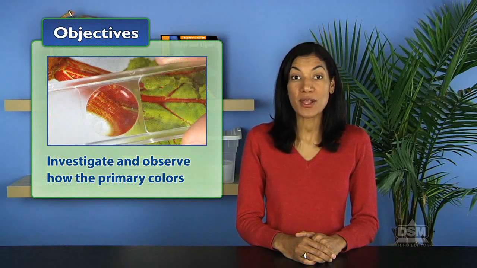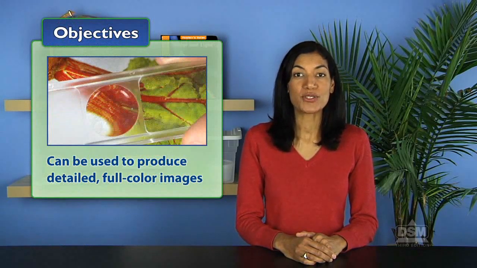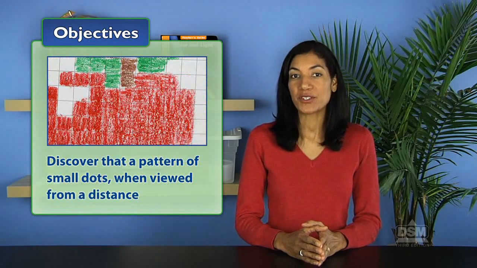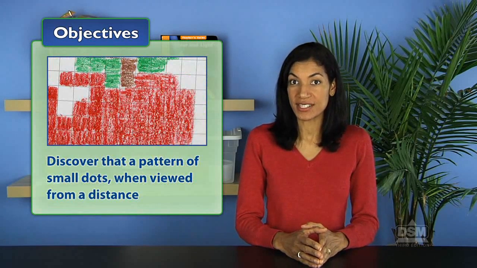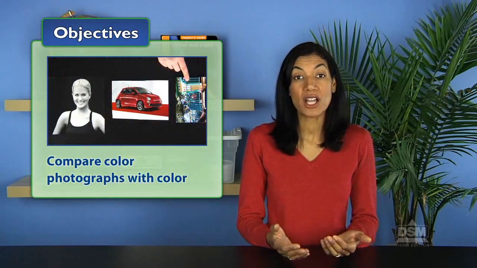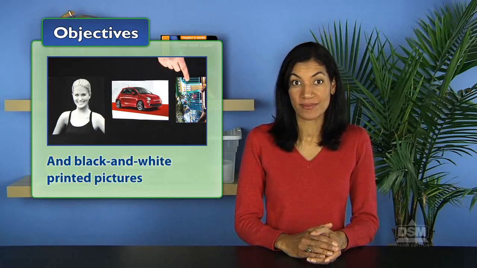In Activity 8, Color Images, students investigate and observe how the primary colors can be used to produce detailed, full-color images. They discover that a pattern of small dots when viewed from a distance can form an image and then compare color photographs with color and black and white printed pictures.